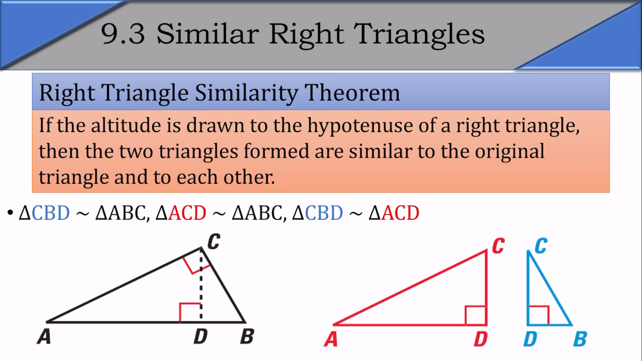So if I have these triangles, on the black one, this is the altitude drawn to the hypotenuse. It goes from the right angle, it's perpendicular to the hypotenuse. If that is the case, the two smaller triangles are similar to each other, and they're similar to the large original triangle.